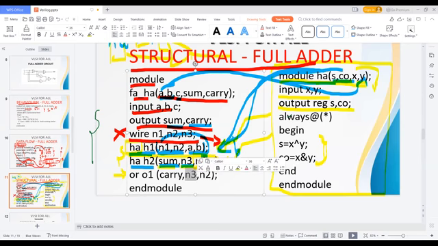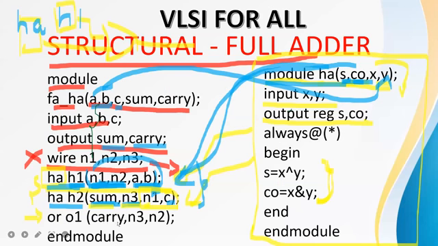As I said, we can use the gate primitives earlier. So with respect to gate primitives, OR gate, this carry is the destination, N2, N3 are the sources. So sources means what? Inputs. Destination is what? Carry. I hope you understood this structural behavior of full adder.